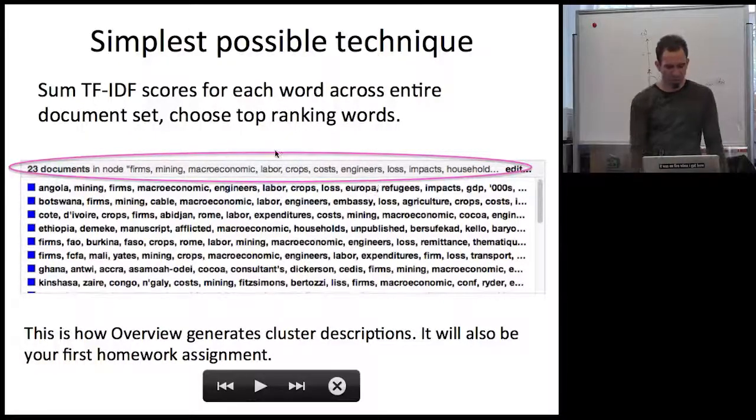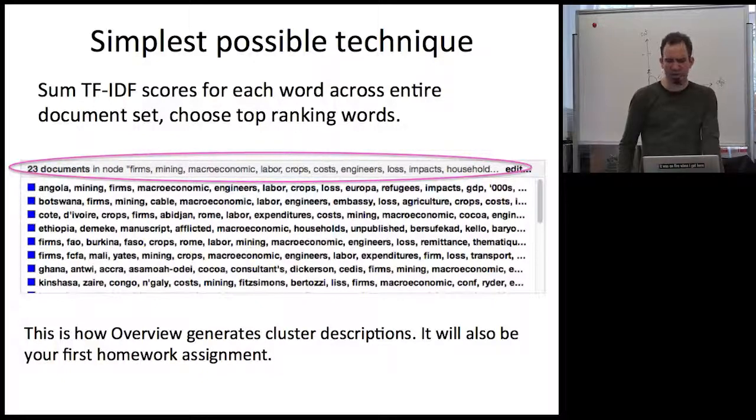So for example, in this document, Angola, it seems that the country name tends to be the top rated term, probably because it's the only document with that country name. But overall, you know, firms, mining, macroeconomic, labor, crops, cost, engineers, loss, impacts. We're talking about something about the economy of mining. You get some idea. You'd have to go and read them to get a better idea, but it kind of works.